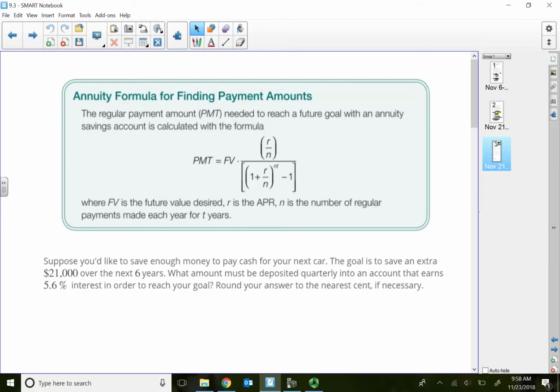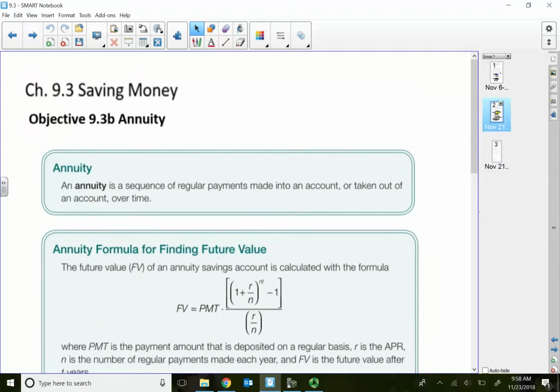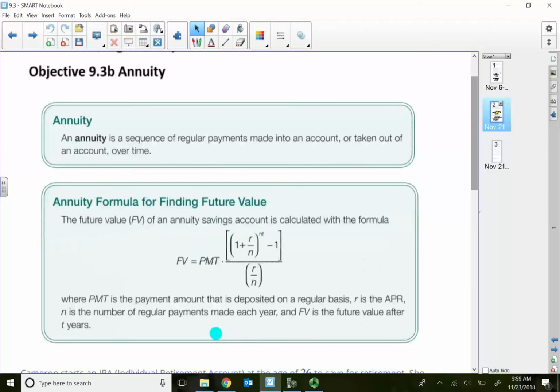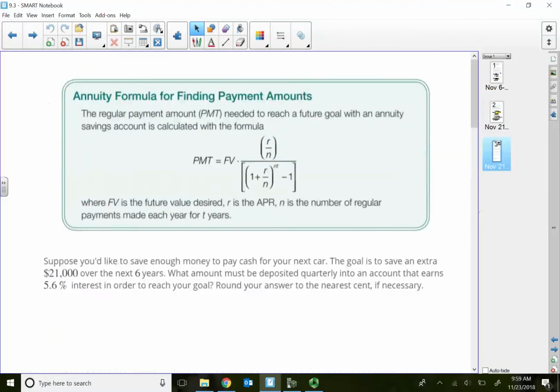Math 155. This is part two of annuity in 9.3 of Math 155. So last time we talked about this particular formula where we can find the future value if we know what the monthly payment or periodic payment is. Now, this formula we're going to do is backwards, trying to figure out what will be our periodic payments, having a future value in mind.